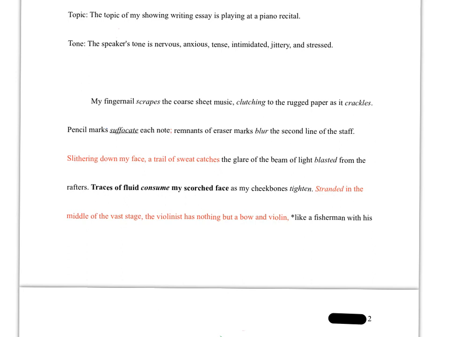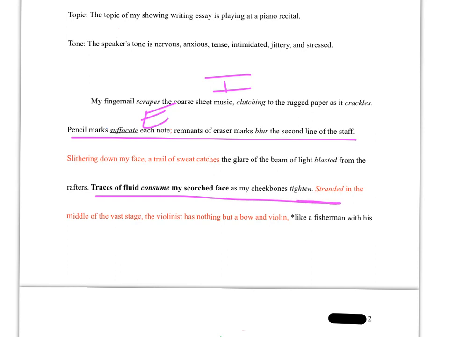And then we see the writer intentionally elaborate on the sheet music in the next sentence. So we get the initial image, and then we see them elaborate extensively. And then we see them move on to their next example, their next image-based example that shows the tone. Sorry about the bell. You see, slithering down my face, a trail of sweat catches the glare of the beam of light blasted from the rafters. And then you see them elaborate on that image in the next sentence. And so that's going to be your task for this first essay.